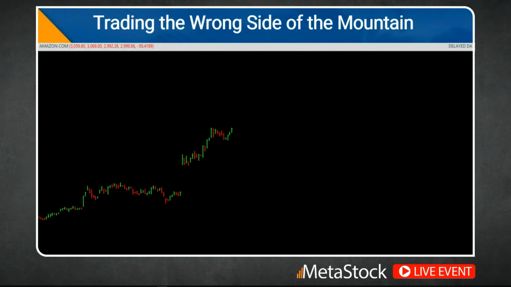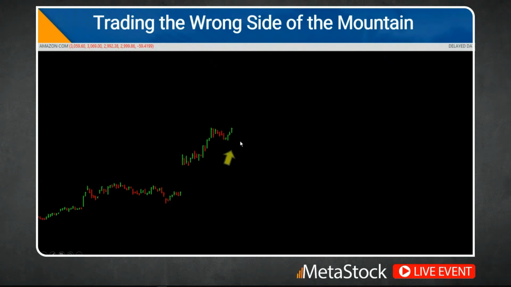So let's start out, and we're going to take a little different angle here. We're going to use colors again, but we're going to look at something different here. And a great way to demonstrate this is by giving you an example. And see if you can relate this to your own trading. This is like trading the wrong side of the mountain. And here we have a really nice run moving higher, right? And it looks great, right?